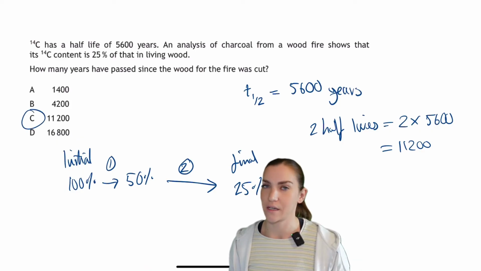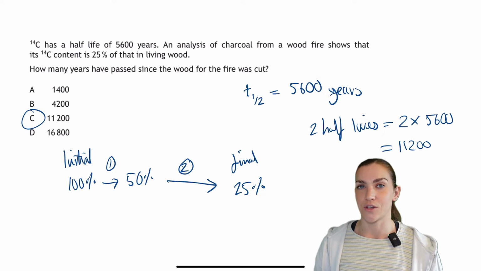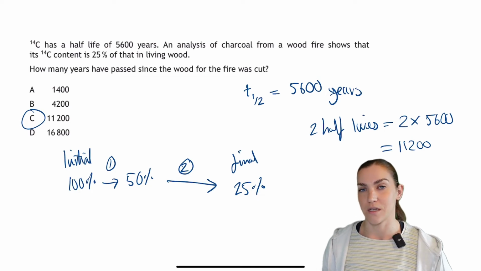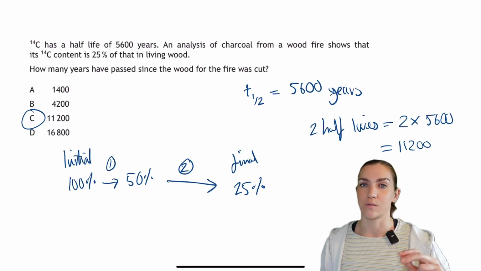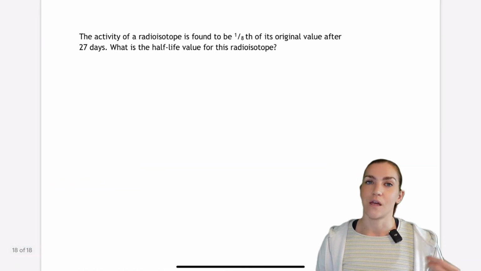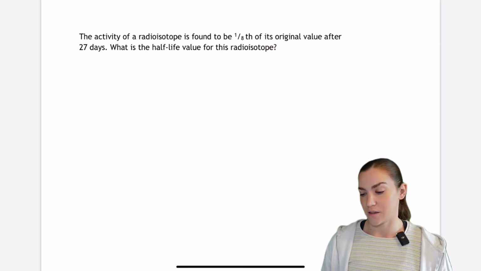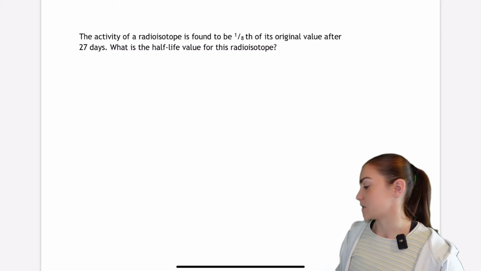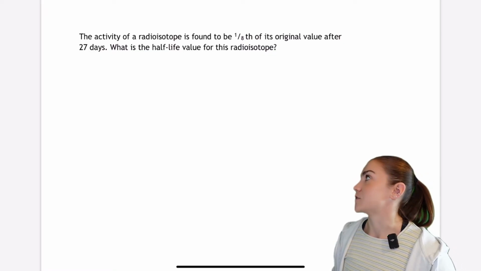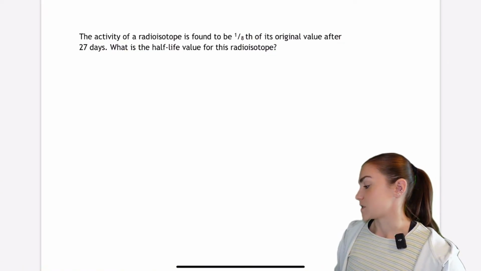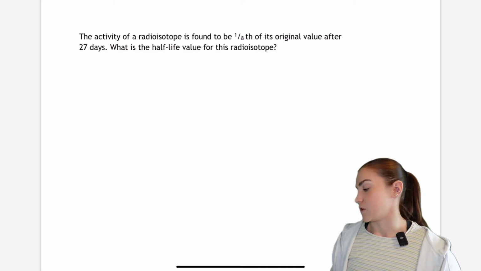So you can see how it's kind of the same but a little bit different. You're still starting off by working out how many half-lives have taken place, but this time we've used it by what's left of the sample as opposed to how much time has passed. So then last question here, we're looking at the radioactivity of an isotope is found to be 1/8 of its original value after 27 days. What is the half-life value for this radioisotope?